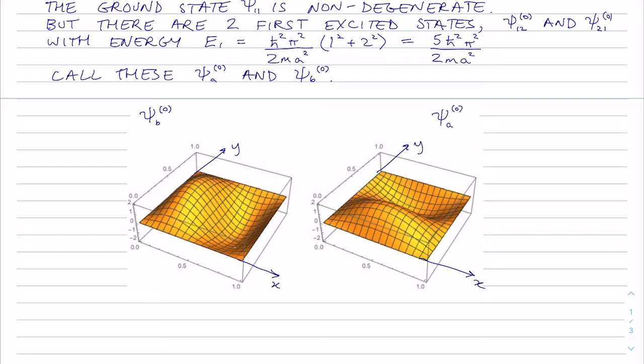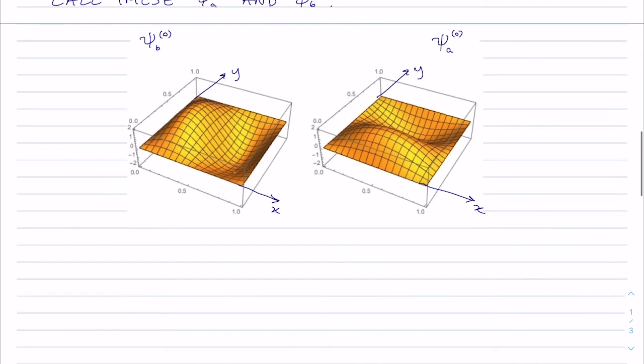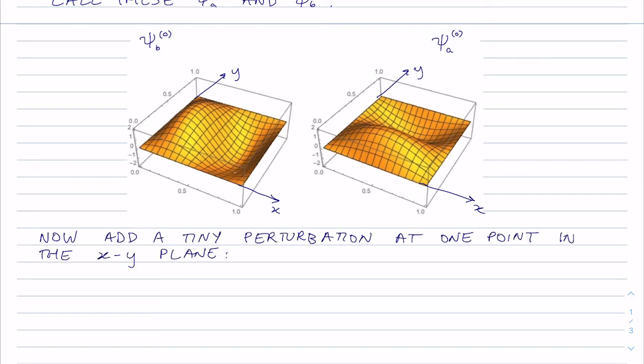Take this, and now imagine we have a perturbation at one point in the xy plane. So it's a very similar problem to the one that we had before. So we have a very small parameter lambda and a delta function just saying that we have the perturbation only applied at x equals a on 4 and y equals a on 4. So a quarter of the way along and a quarter of the way up.